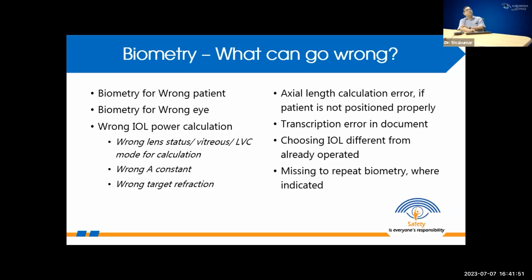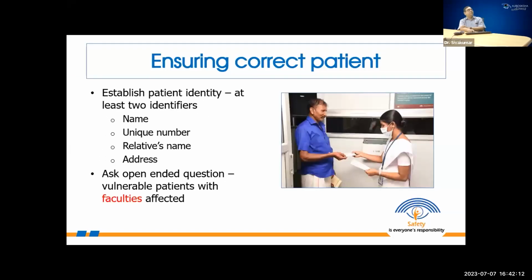There can be transcription errors in the documents, or an IOL different from one which has already been implanted in the other eye can be chosen. Like there may be a multifocal in the other eye and we may choose a monofocal or vice versa. And we may miss to repeat the biometry wherever it is indicated. So these are all things which can result in a wrong IOL power being implanted.